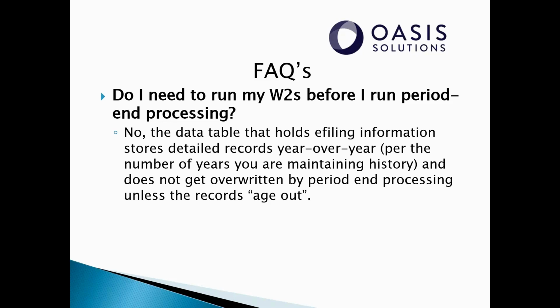It will save that number of years of history, and it does not get overwritten when you do period end processing. Those records remain. However, older records can age out based on the number of years that you're maintaining the history. So again, review that setting, and you can run your W-2s after you do period end processing. They are separate processes, and the data does stay there.